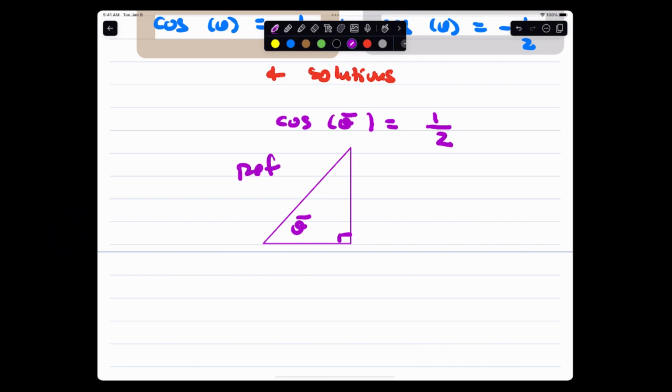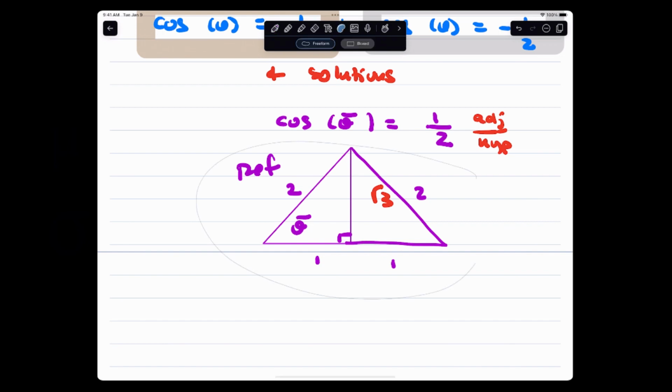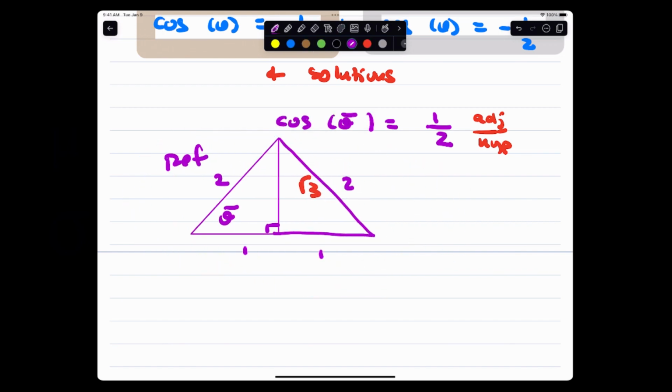What's the definition of cosine? It's adjacent over hypotenuse. So the adjacent side is 1, the hypotenuse is 2. That means the opposite side is square root of 3. And I recognize this situation. That is a special triangle. Which one is it? 30, 60, 90 again. So what does that mean about your angle? Theta is going to be 60 degrees or pi over 3. There's your reference, pi over 3.